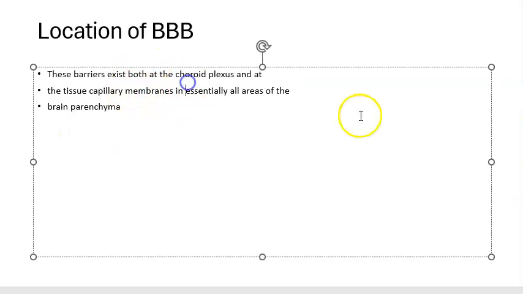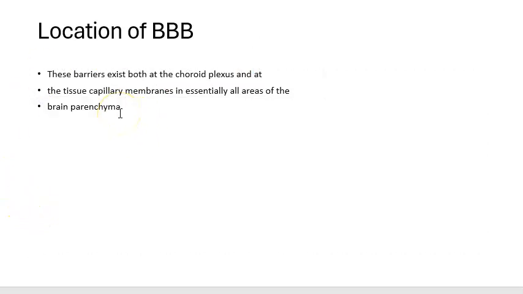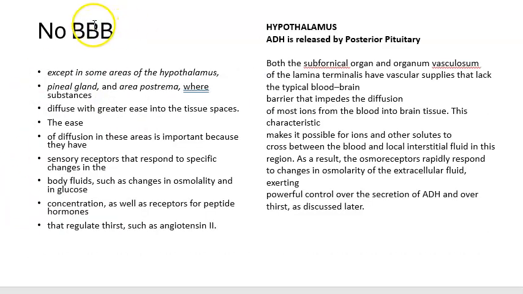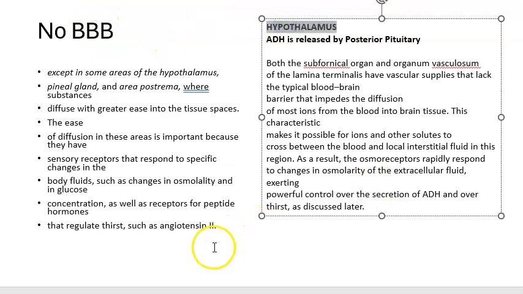Where is this blood-brain barrier? Everywhere. Brain parenchyma. Most of the places you can remember. Okay. Where is it not there? Some parts of the brain like the hypothalamus, etc. There is no blood-brain barrier.